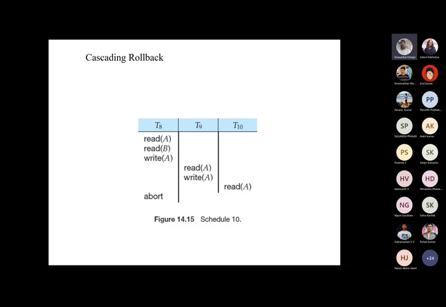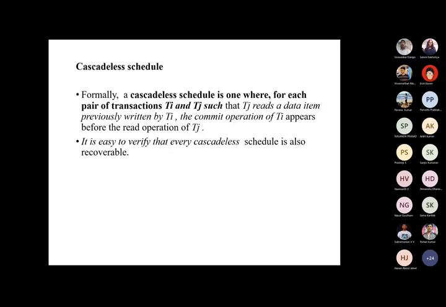So what do you mean by a cascadeless schedule? Right. So this is the definition for a cascadeless schedule, right? You have a pair of transactions, Ti and Tj, such that Tj reads the value of a data item that was previously written by Ti. Then the commit operation of Ti should occur before the read operation of Tj. We say that it's a cascadeless schedule, right? So these things you should be familiar with, right?